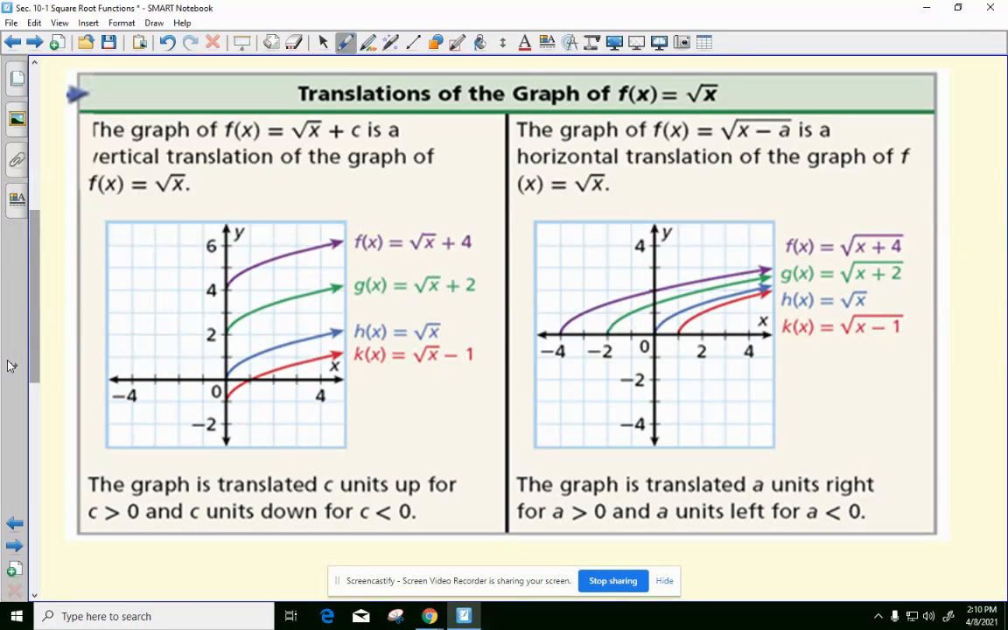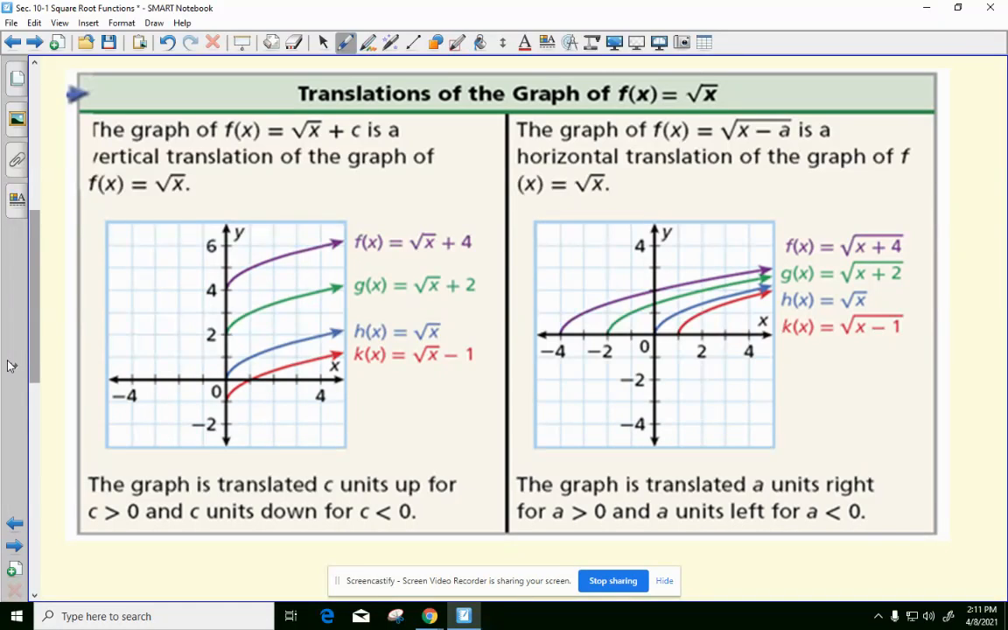Look at this. If you put a value inside the square root, then it moves it left or right, but it actually moves it backwards of what you might think. Look, a plus 4 actually moves it to the left 4 because that's what you need to make it equal to 0. You need that opposite in order to make it equal to 0. So if you said minus 1, then it actually pushes it to the right 1.